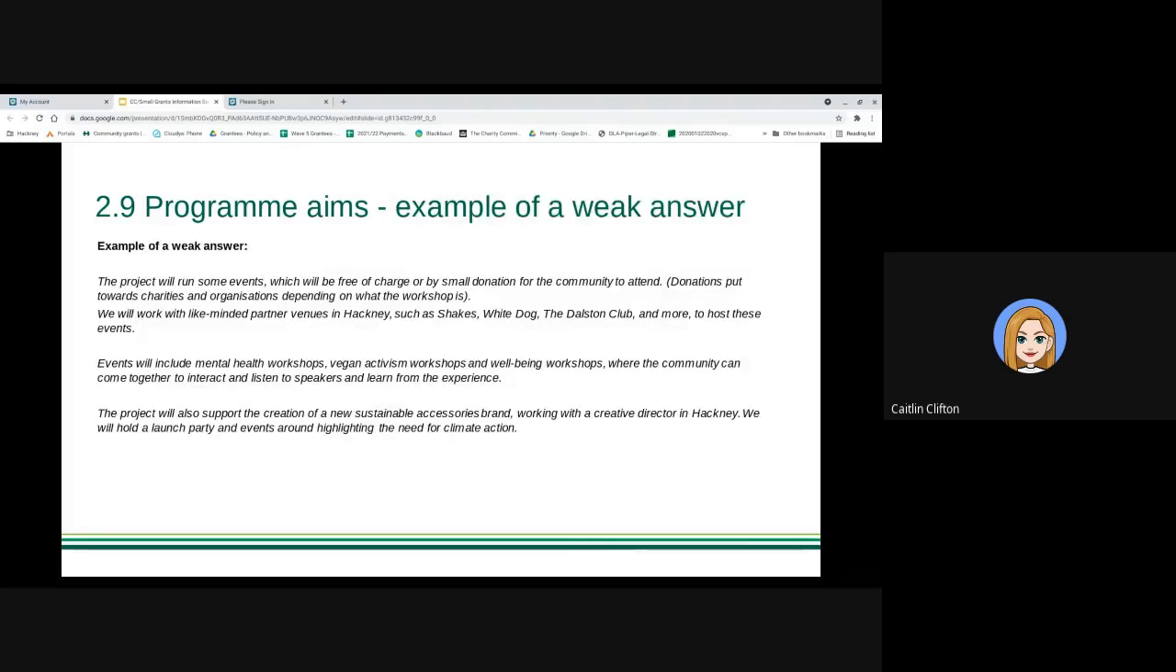Another example of a weak answer. So this one does not make any reference to those objectives explicitly or implicitly. You don't have to copy and paste or use that same terminology. We can read between the lines, and this doesn't do either. It also doesn't show any link between their project and supporting the wider community.